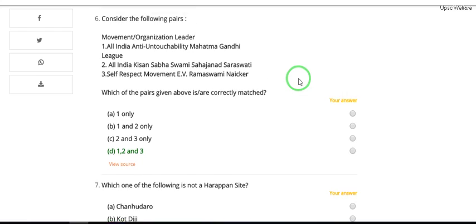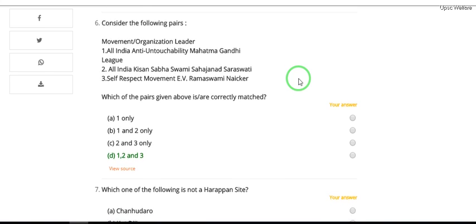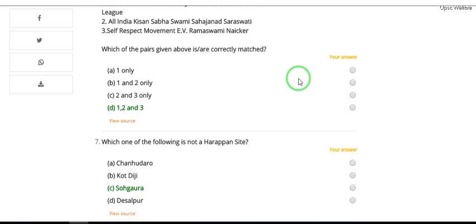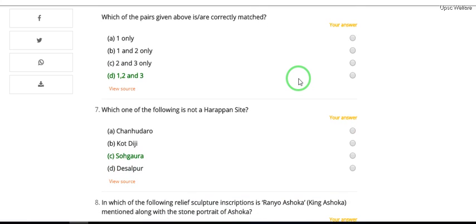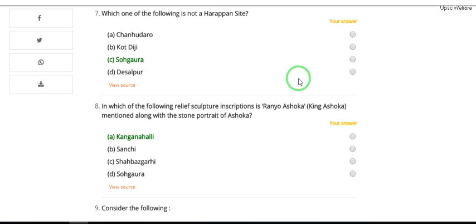Now question number 6, pairs. All India Anti-Untouchability League: of course this credit goes to Mahatma Gandhi. And the second one, All India Kisan Sabha: this credit goes to Swami Sahajanand Saraswati. And the third one is going to be correct. Why? Because the Self-Respect Movement was of course started by E.V. Ramaswamy Naicker.